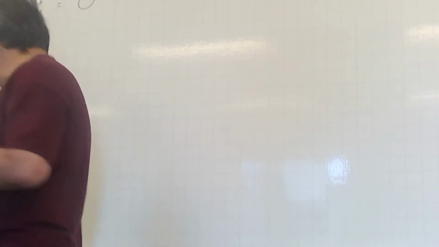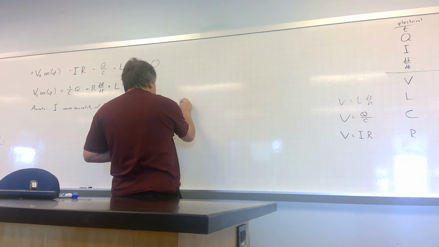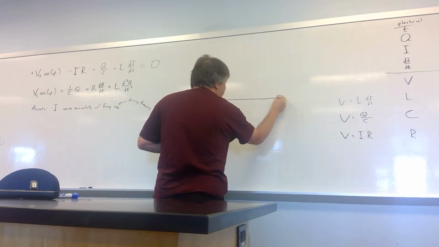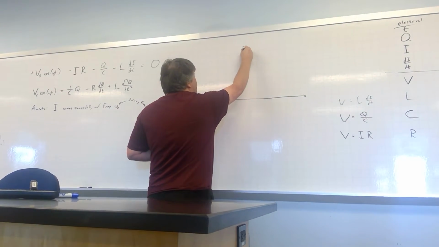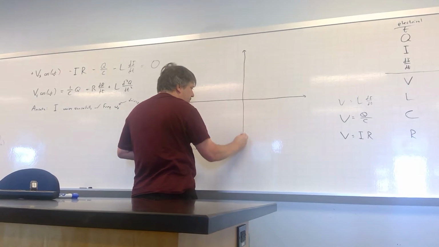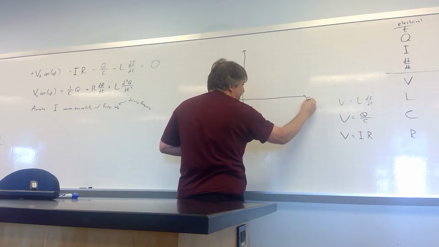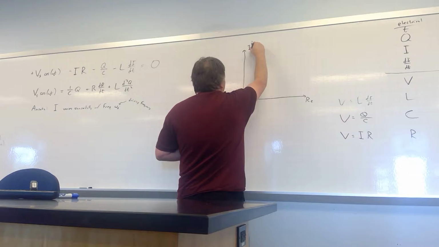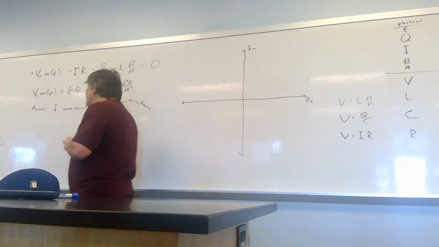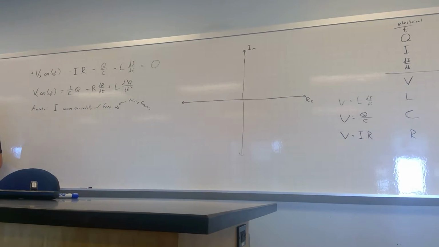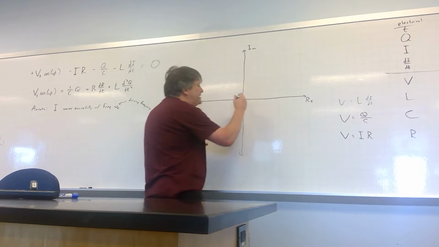I want to set up my real and imaginary axes, and both the voltage across any one of these three devices and the current through the circuit as a whole, if they're varying sinusoidally with time, that means I can write them as phasors.